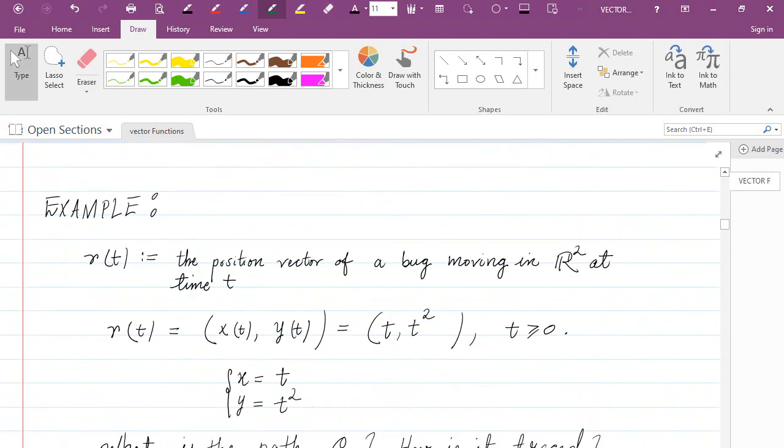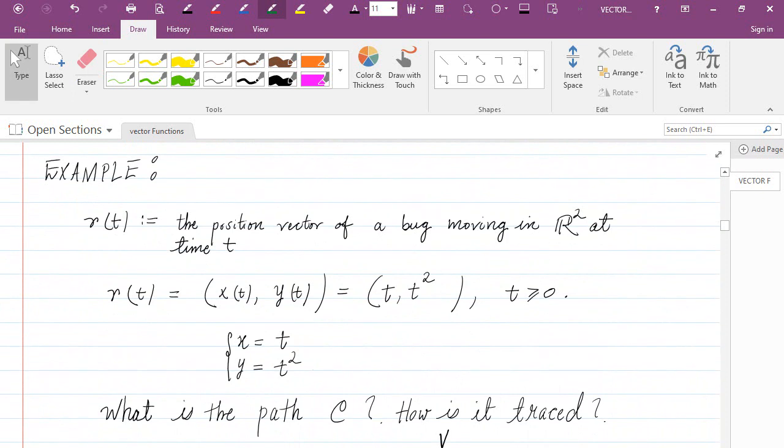So let's take an example here. Let's take R of t to be the position vector of a bug moving in the 2-space at time t.